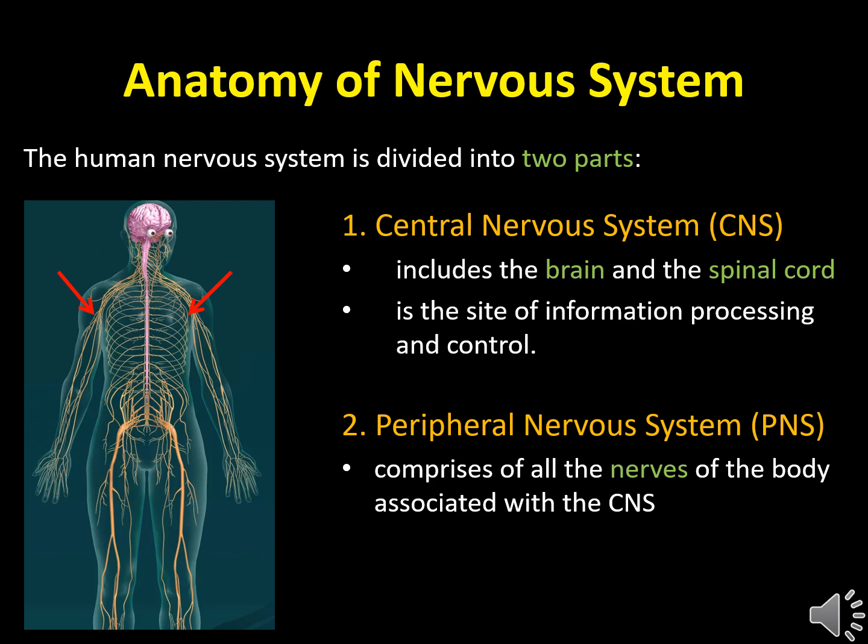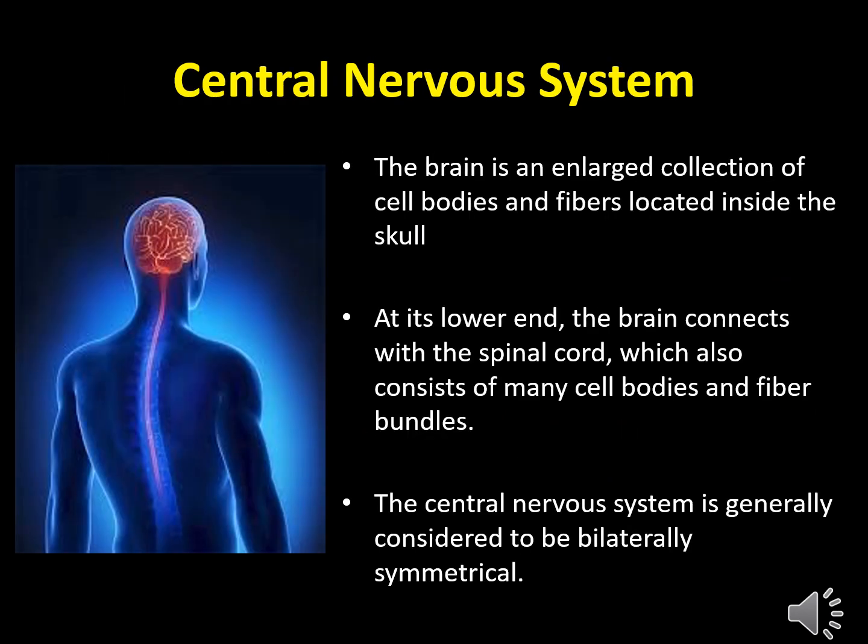Let's look into the details of the central nervous system. The main parts of the central nervous system are the brain and spinal cord. The brain is a collection of cell bodies and fibers located inside the skull, where it is protected from light as well as from physical, chemical or temperature shock. At its lower end, the brain connects with the spinal cord, which also consists of many cell bodies and fiber bundles. The central nervous system is considered to be bilaterally symmetrical.